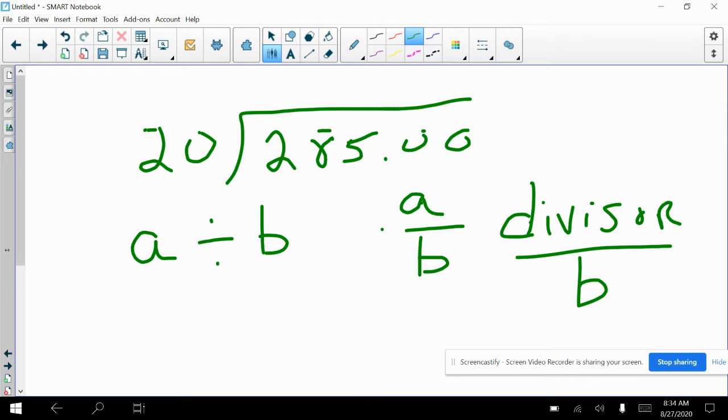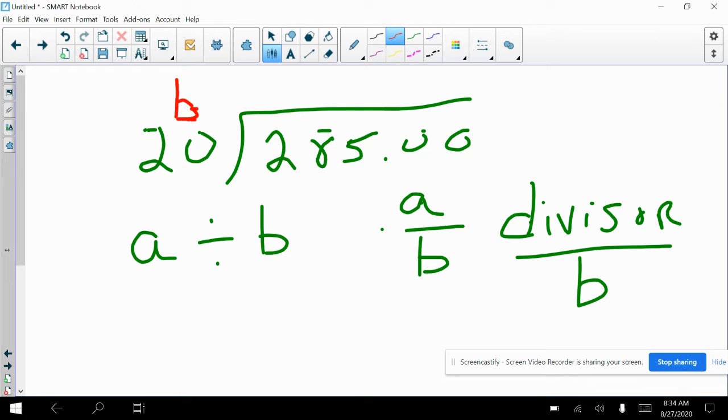Okay, second question. Does the divisor go inside or outside the bracket? So in this problem, is B 20 or is B 285? Kahan knows. Which one? Did you say B is 20? You are correct, sir. Your divisor is always on the outside. That is the number that you are going to be dividing by.